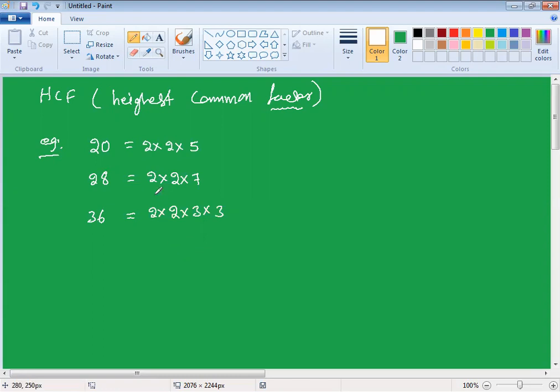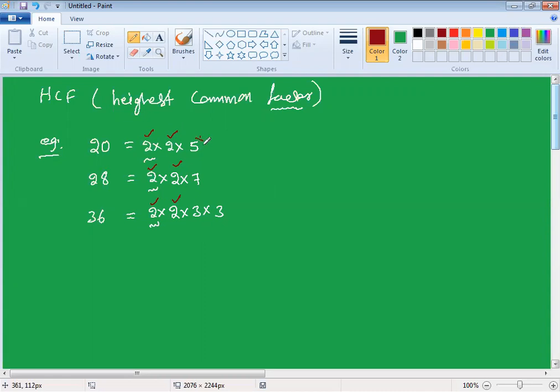See here, this is 2, 2, 2. One common factor is 2. We got one common factor, 2. Now check, is there any other common factor? First of all, I'm marking the 2, 2, 2 as one common factor. Then if you observe, there is one more common factor, that is 2, 2, 2. And check, is there any other common factor? 5. There is no 5.